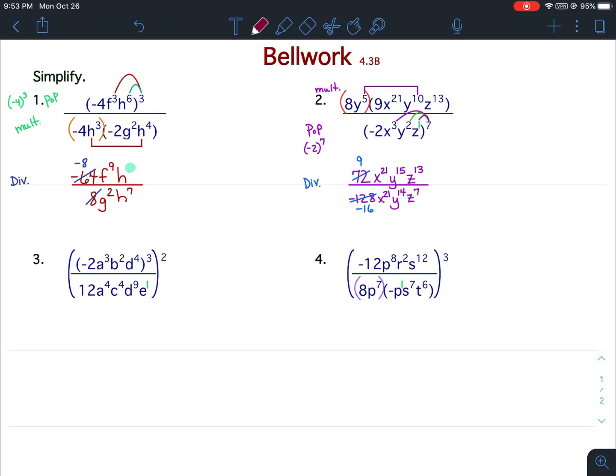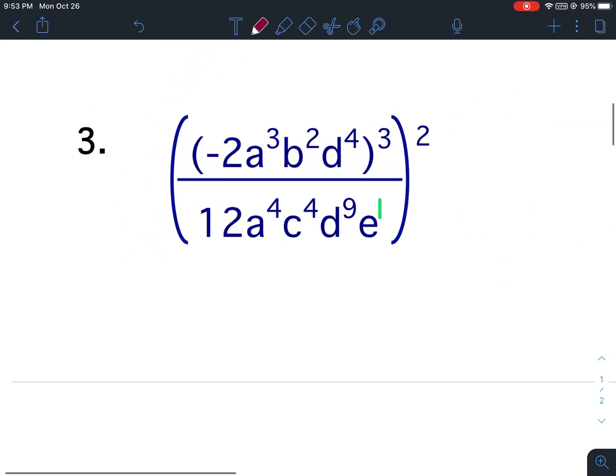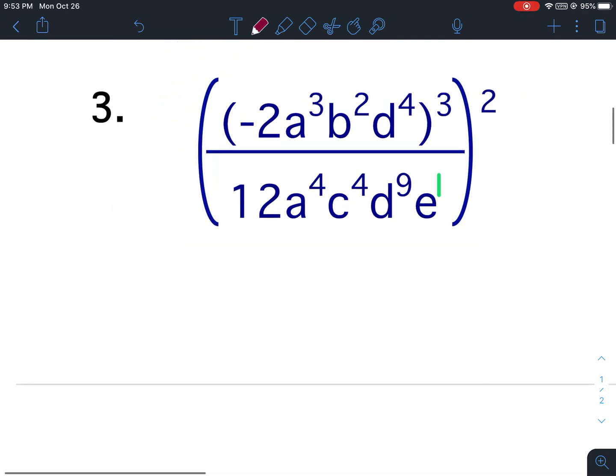Bellwork 4.3b, question number 3. When you look at question number 3, you've got the large parentheses, so I got to do everything inside those large parentheses. Well, I see the division bar, so I know I'm going to divide. But remember, you can't divide until there are no parentheses in the numerator or the denominator. So I need to get rid of those parentheses in the numerator.